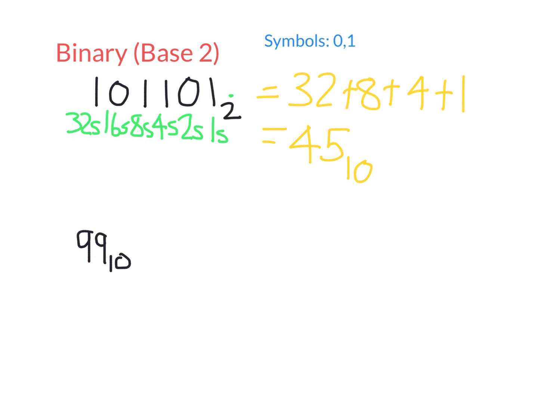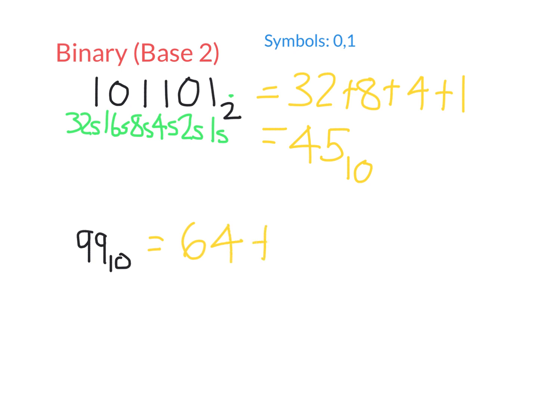So let's look at this number 99, which is in base 10. I'm going to write it in base 2. So how do I do that? Well, just like I did in base 10, I want to write it in expanded form. So what that means is I want to write this as the sum of powers of 2. So let's find the highest power of 2 less than 99. So the powers of 2 are 1, 2, 4, 8, 16, 32, 64, 128. The highest power of 2 less than 99 is 64.